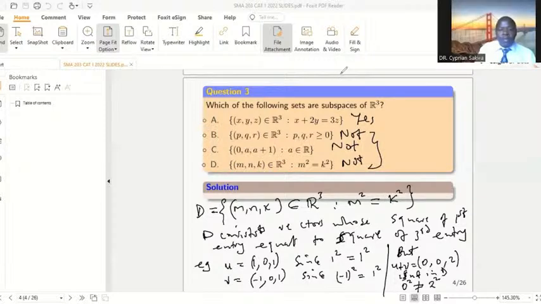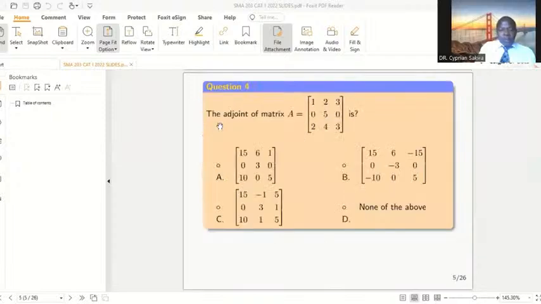Let's go to the next question. So the next question is asking us to find the adjoint of this matrix. And we are given four options. You have to choose one. But before you choose, you have to calculate. Now, first of all, before you do that, you'll be getting a minor of every element. And then we also get the cofactor of every element.